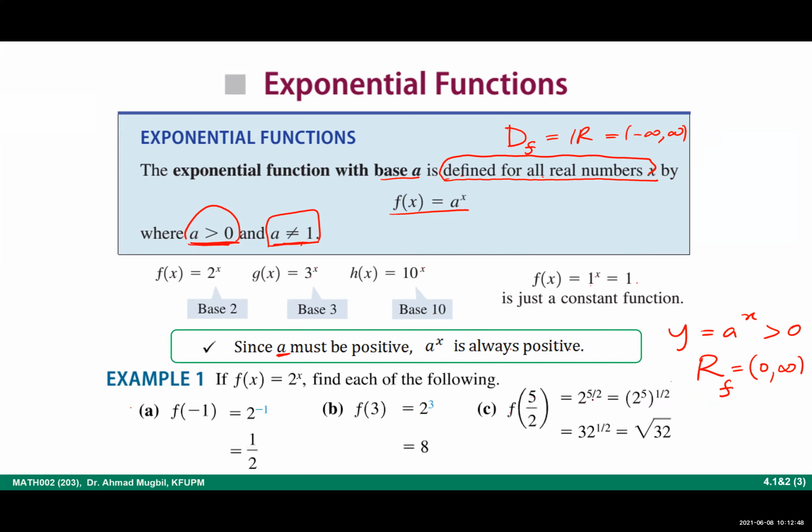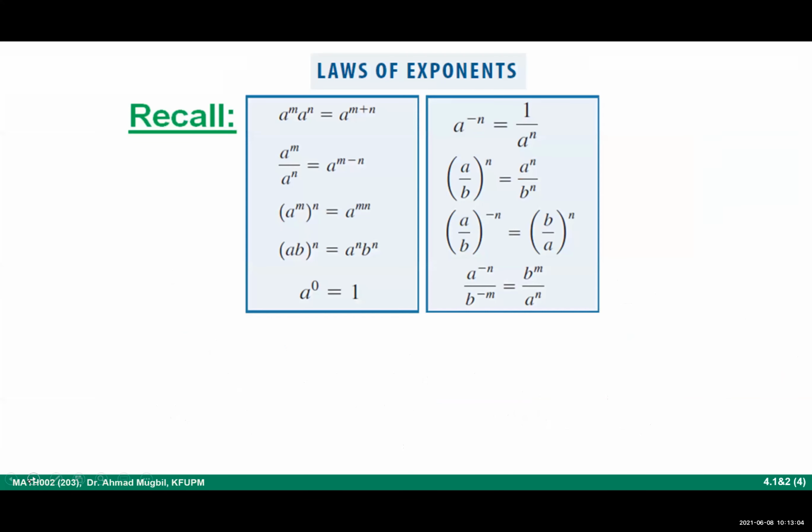You need to remember the rational powers, the rational exponents from MATH001. This is 2 to the power 5 over 2, which is 32 to the power half, the square root of 32. Simplify as much as you can. So it is 4 square root of 2 at the end.